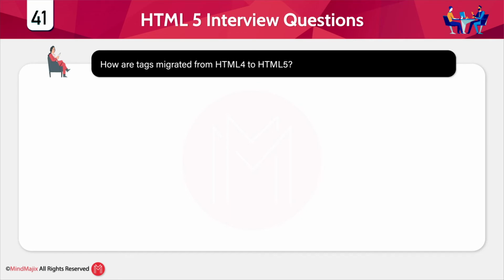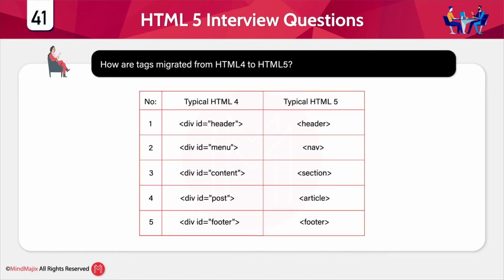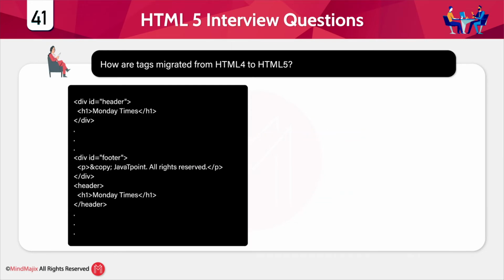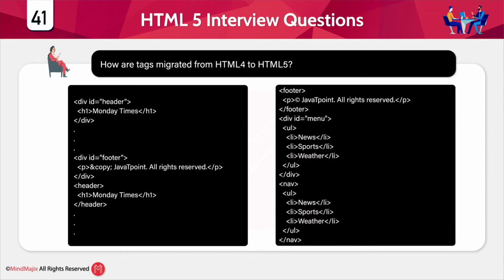How are tags migrated from HTML4 to HTML5? See, there would be a div tag with ID header. Directly in HTML5, the header tag is there. Div ID equal to menu. Directly we have the nav tag. Div ID equal to content. There is a section tag in HTML5. And div ID equal to footer. In HTML5, the footer tag is given like that. Div ID equal to header, like directly the header tag is given. This is what.